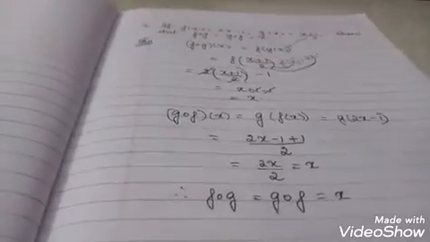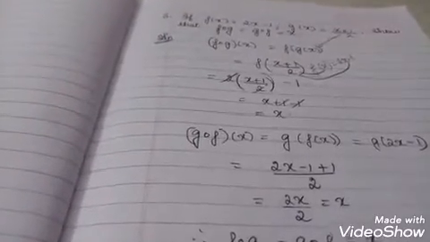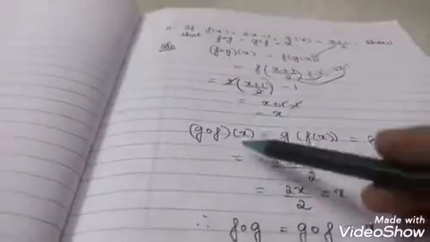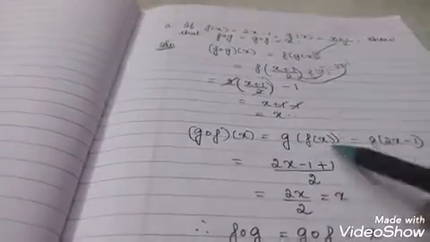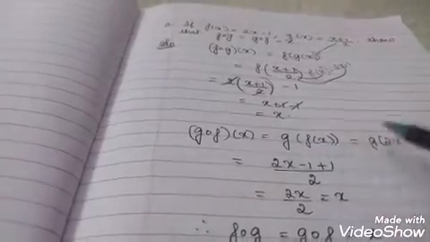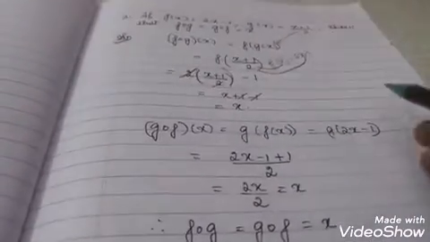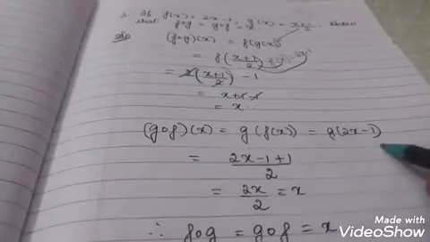So what's the next one you have here? The next one is to find out what g composition f of x is. So what is this g composition f of x equal to here? g of f of x, which is equal to g of 2x minus 1. This is what you have here. So it is equal to g of 2x minus 1.